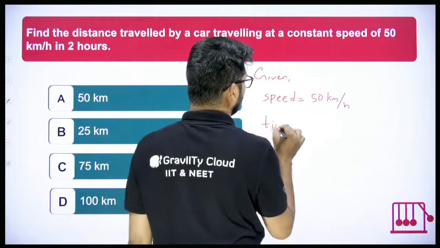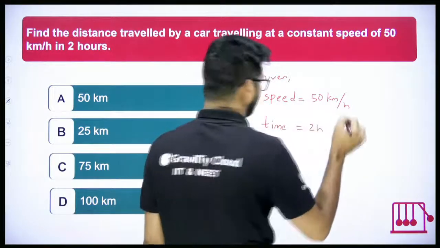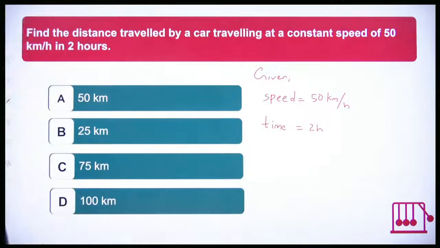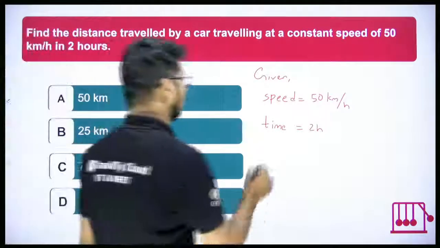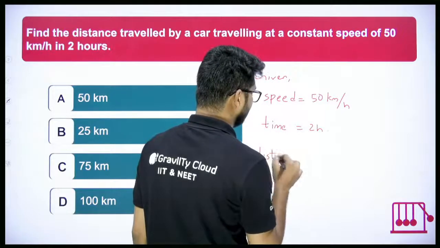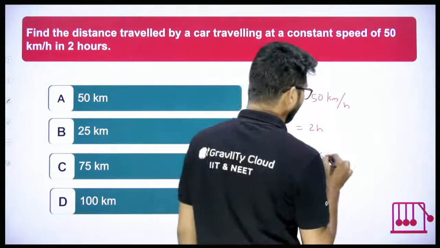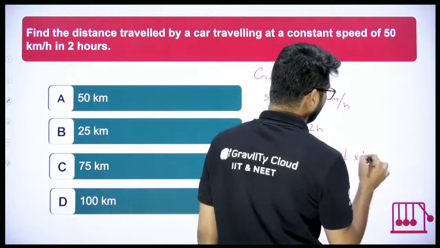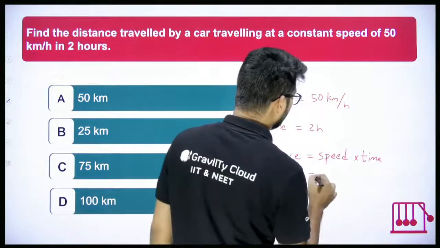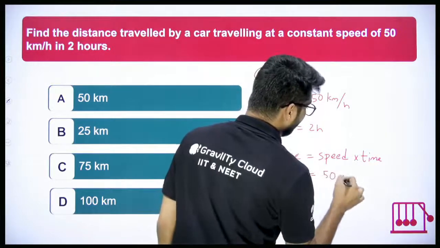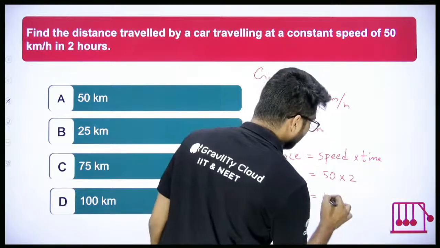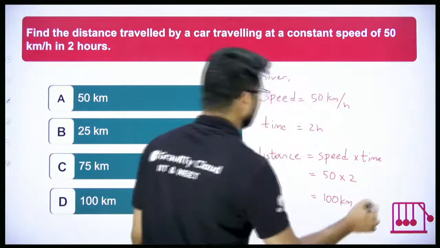Time is equal to 2 hours, and we have to find the distance traveled. How will you do it? Distance is equal to speed into time. So what is speed here? Speed is 50. What is time here? 2. We'll get it as 100 kilometers.